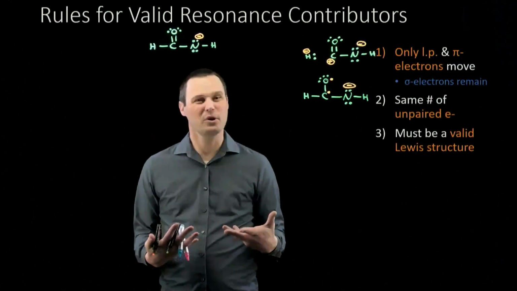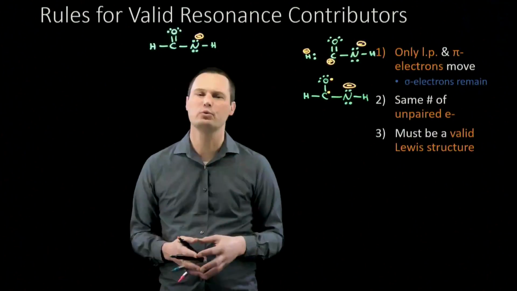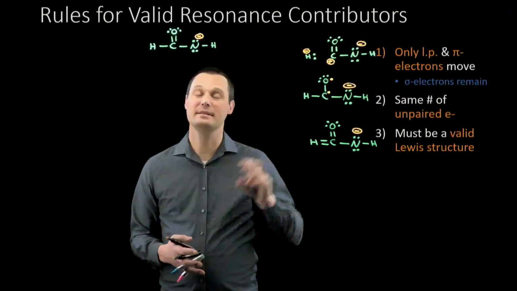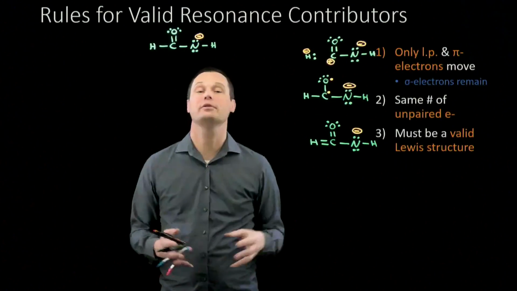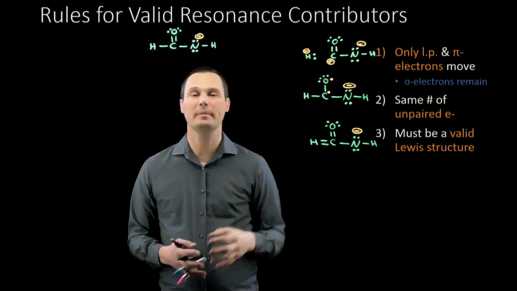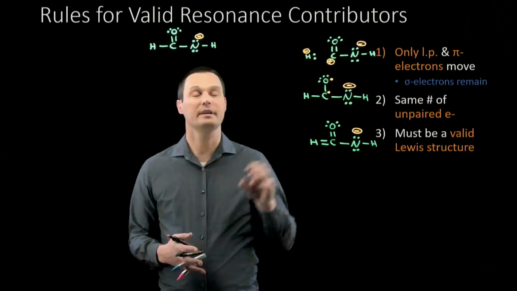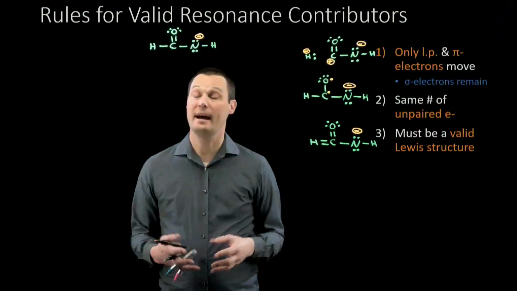Third, and I hope this goes without saying, the molecule must be a valid Lewis structure. We can't break the valence rules of organic chemistry. This molecule is not a very good molecule at all, and it is certainly not a valid resonance contributor. We have 5 bonds to carbon and 2 bonds to hydrogen. Carbon only makes 4 bonds and hydrogen only makes 1 bond, so this cannot be a valid resonance contributor because it's not a valid Lewis structure.